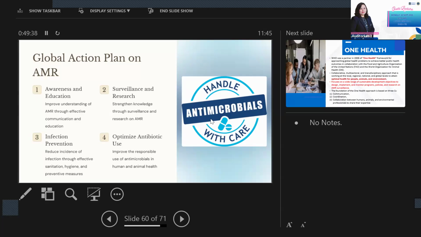So first, give education, then do surveillance. That's why we have to keep the record. How many resistant bacteria are in the hospital? What kind of drug are they resistant to? It would be great if you can track genomic surveillance also. You can know the strain, whether it spread from one country to another country.